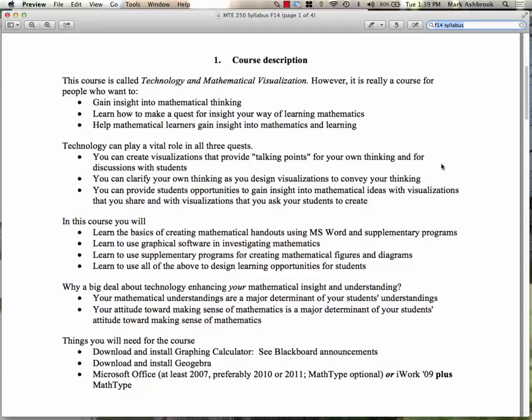Another role that this technology can play is that you can clarify your own thinking as you design visualizations to convey your thinking. There's something that happens when you're actually making a visual and you want it to look a certain way. The great thing about this graphing calculator program is that it just displays the mathematics that you give it. So if you have a visual in mind and you're trying to figure out how to get it to look a certain way, that requires that you understand the mathematics and enter it correctly. It's not about computer programming. It's truly about having the mathematics to create those visuals.